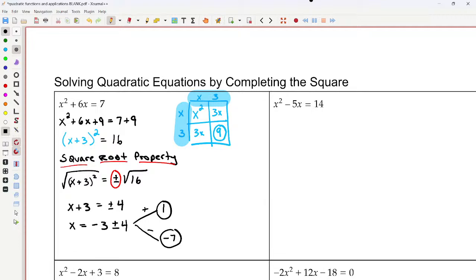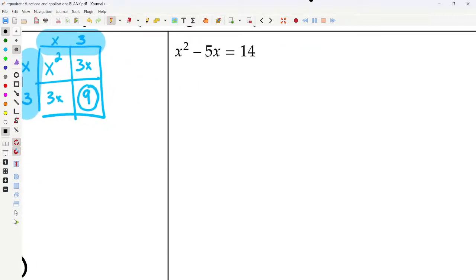Since it's our first example, I'll take a moment and check that it works. Subbing in 1 for x, the left-hand side makes 7. The right-hand side is 7. That's called a solution. Subbing in negative 7, this makes 49 minus 42. Left-hand side makes 7. The right-hand side is 7. And those are your two solutions. No other solutions, no other numbers work. And we're done. All right. Let's do it again over here.